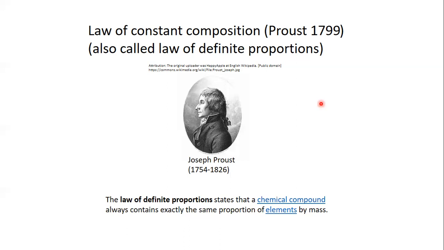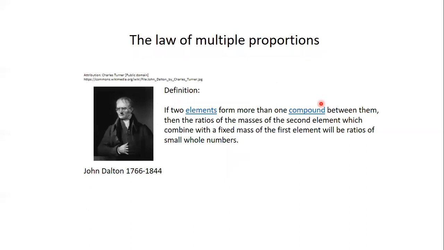All right. So now John Dalton analyzed Proust's law in more detail, and he found that if two elements form more than one compound between them, like carbon and oxygen, for instance, then the ratio of the masses of the second element, which would be in this example the oxygen, which combine with the fixed mass of first element, that would be in our example the carbon, will be the ratios of small whole numbers.